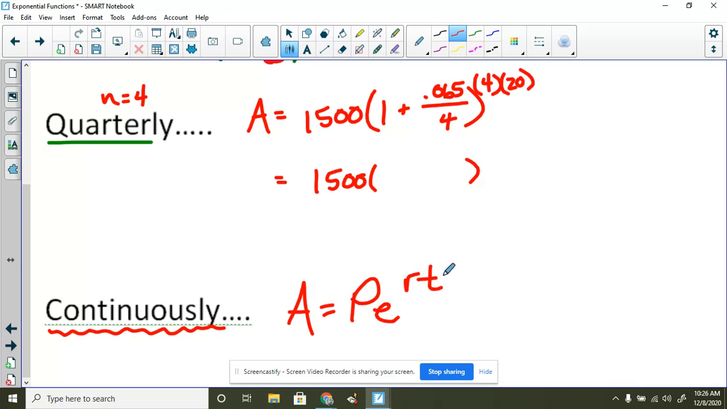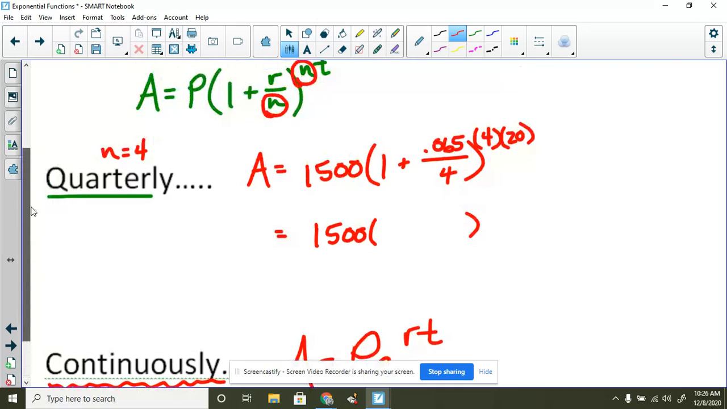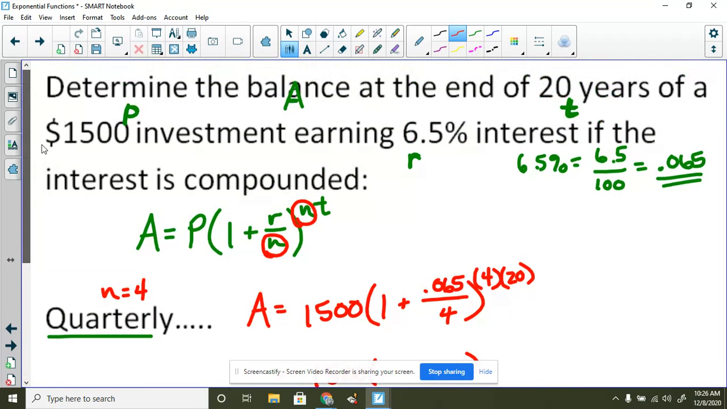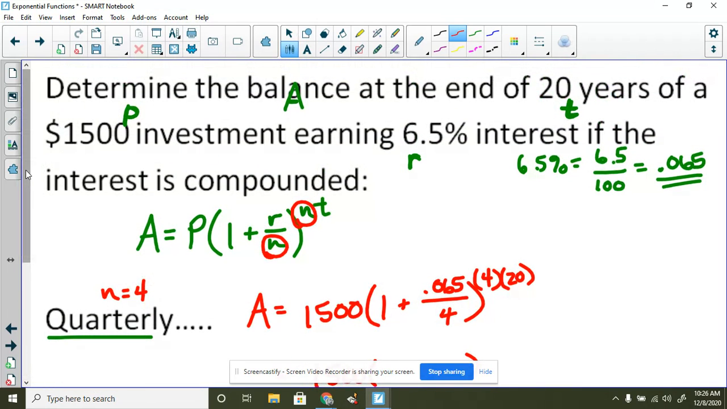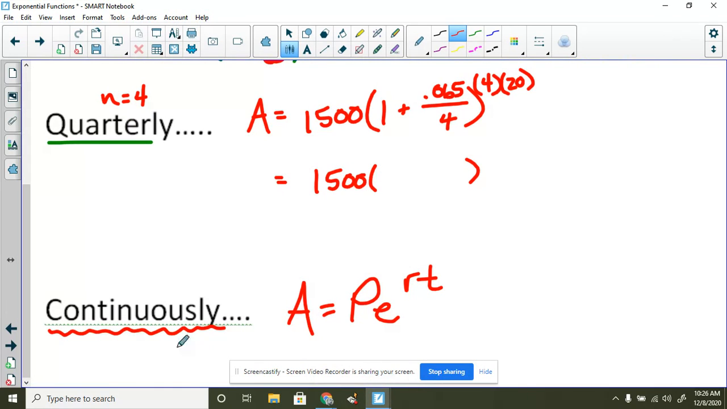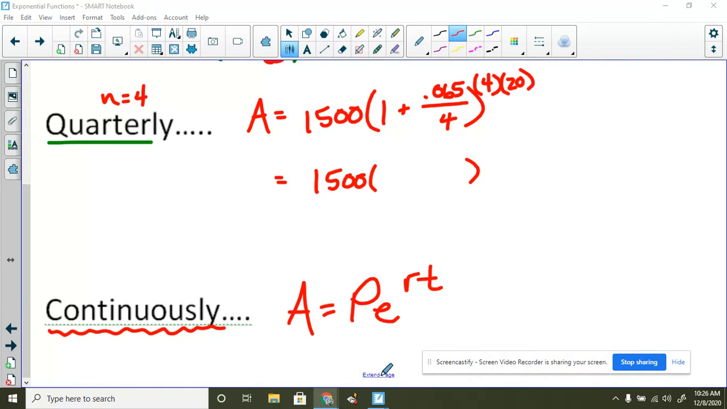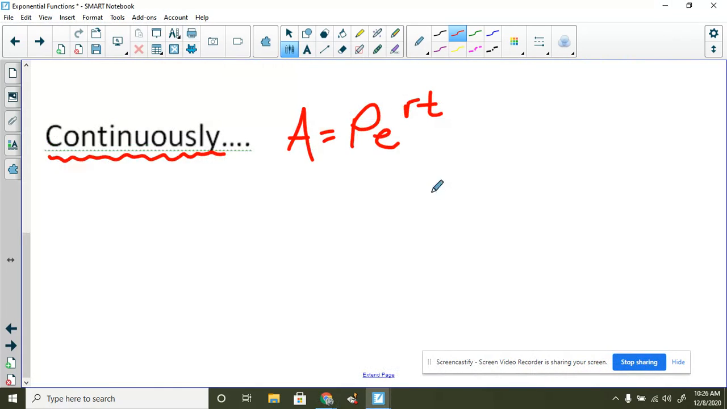Now, in the PERT formula, the A, P, R, and T are the same values that we get, right, in the setup that we had to this previous simple interest problem. Okay. They're just, the rate is in a different place. Okay. And then we have Euler's number in here. So the account balance would be based on a $1,500 investment.